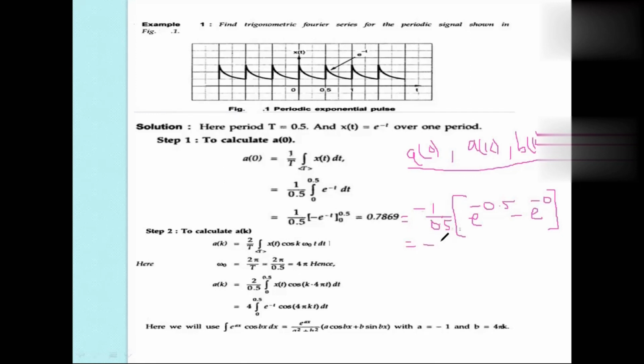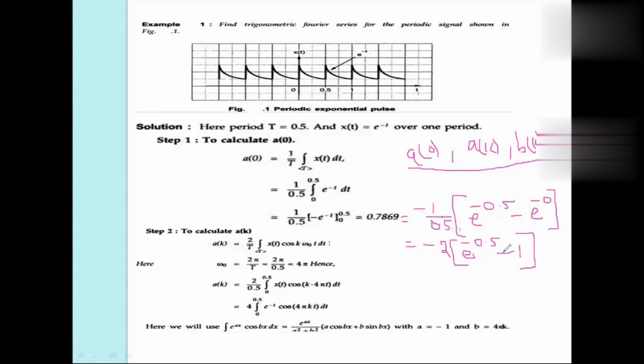That is equal to minus, what is the value here? The 1 by 0.5 means 1 by 1 by 2, totally it is 2. 2 into e power minus 0.5, minus anything power 0 is 1. Definitely e power minus 0.5 is less than 1 only.